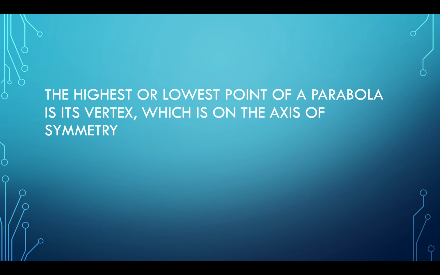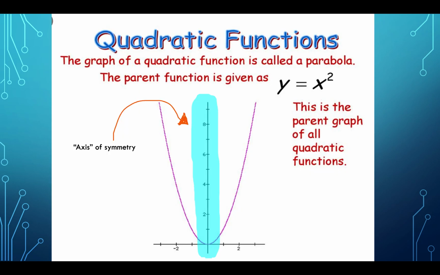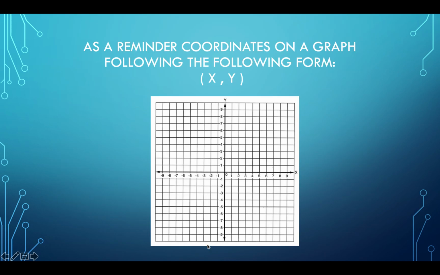So the highest or the lowest point of a parabola is its vertex, which is on the axis of symmetry. So basically right here, this is your axis of symmetry. Here would be your vertex. And as a reminder, coordinates on a graph have the following form. It's always x comma y. And as a reminder, this yellow line right here is our x-axis, and this blue line right here is our y-axis. It's always x comma y.